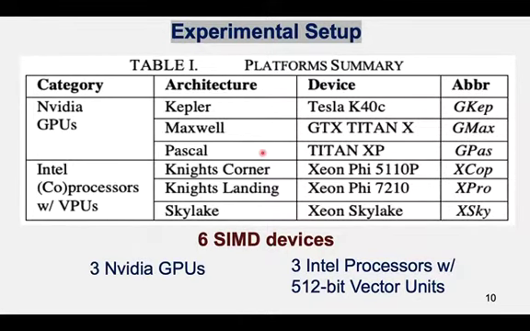So this is our experimental setup. We have conducted experiments on 6 platforms. Basically, we have 6 SMD devices. 3 of them are NVIDIA GPUs, and 3 of them are Intel processors with 512-bit vector units. We tested these devices of different architectures, with as old a GPU as Kepler architecture and as new as Pascal architecture. For Intel processors, we have as old as the Knights Corner coprocessor and as new as the Intel Skylake processor.